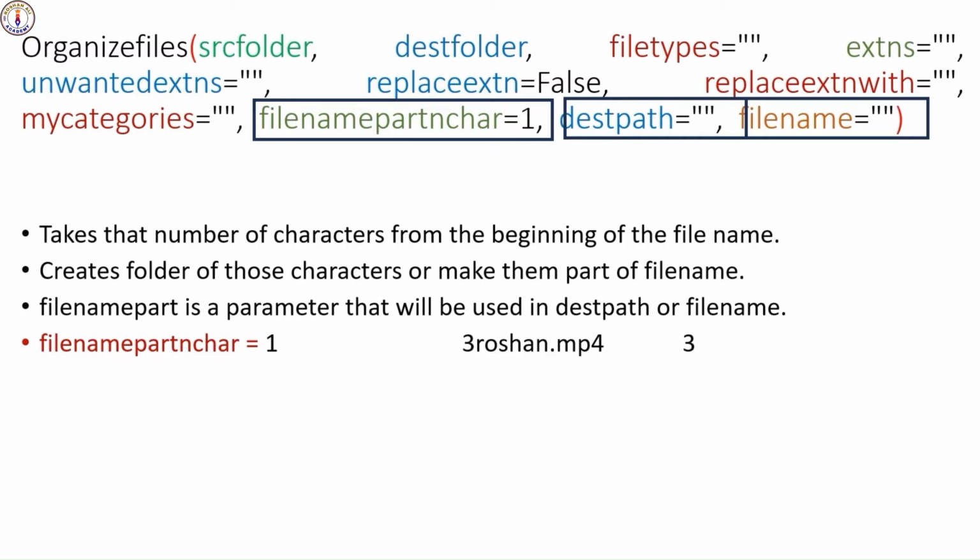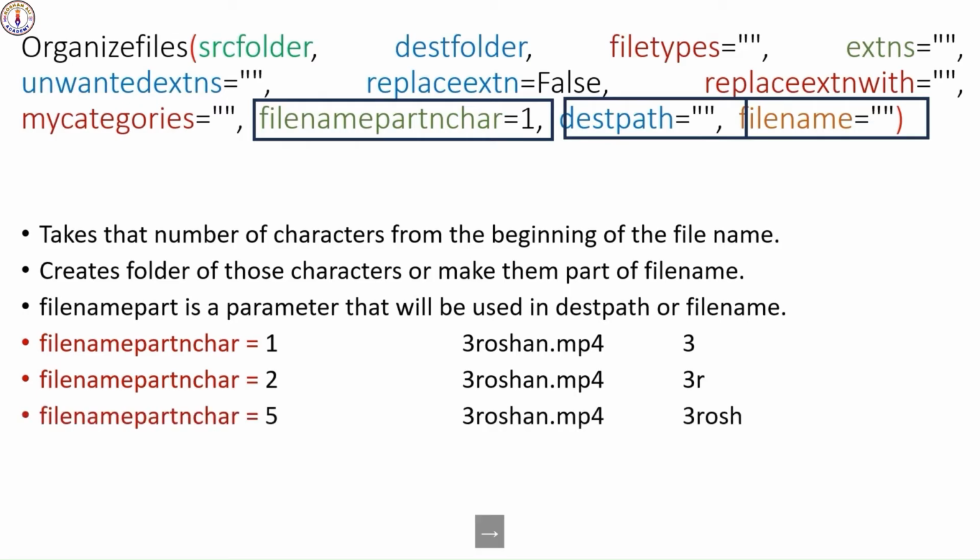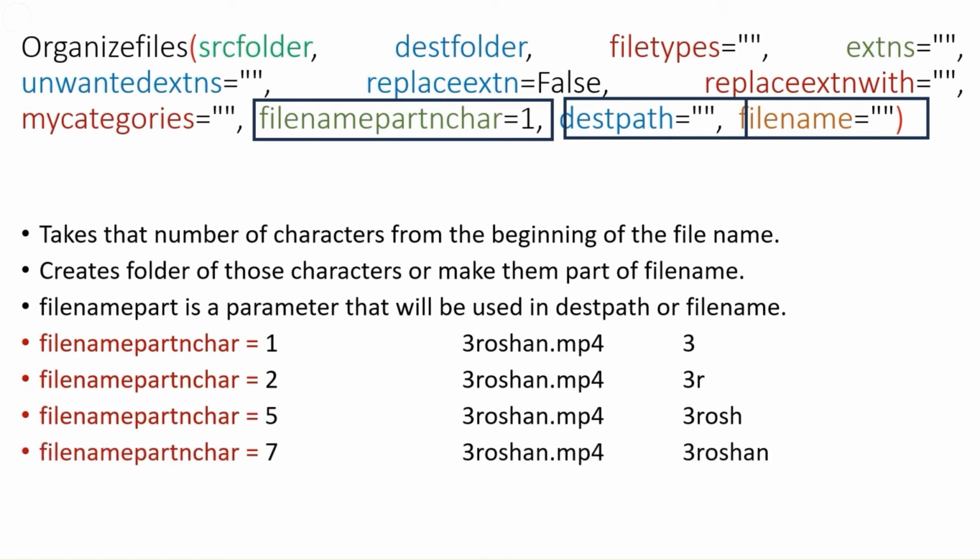By making its value 2, it will take the first 2 letters from your file name, which are 3R. By making it 5, it will take 3ROSH and 7 will take 3Roshan. These will then be used to create folders of these names if used in dest path, or they will become part of your file names if used in file name.